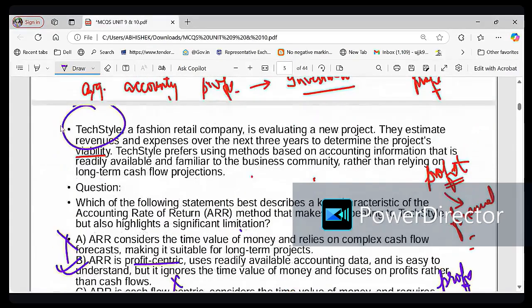For this type of company called TechStyle, it is a very perfect method because it is a simple method based on the available data, but it is not ideal for projects that span many years or have cash inflows that come later, right? I hope that is clear now.